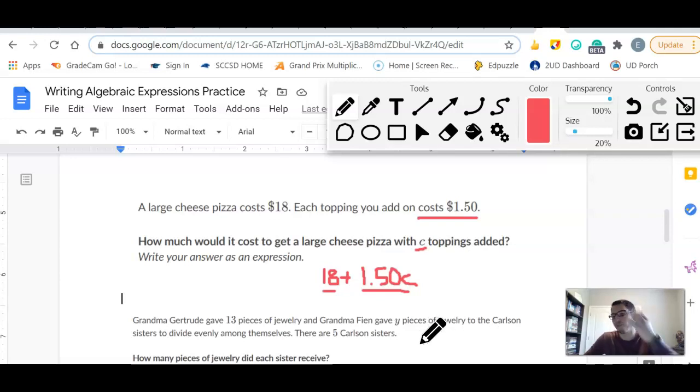Or let's say you want 5 different toppings. Let me think. I would say pepperoni, chicken, banana peppers, jalapenos, and mushrooms. Those would be my 5 toppings. I would take $1.50, multiply it by 5, and then add that to 18. So this is your algebraic expression.